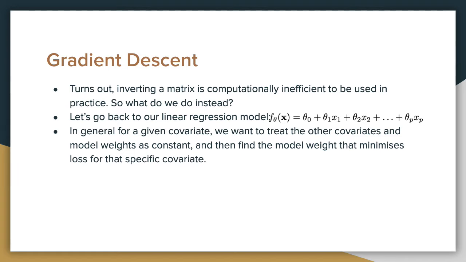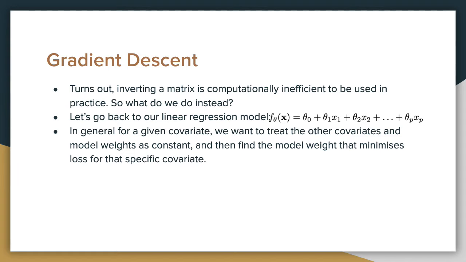Does that make sense to people? But once you do that for one model weight, you'd want to move on to the other one. So in the end, you'd be treating the rest of the model as constant. Then you'd find a way to minimize your loss with respect to a specific model weight, and then you move on to the next one. But that basically means you'd be taking a partial derivative of your entire model with respect to your model weight each time, equating that to zero, and then solving for that. That's what you do each time.